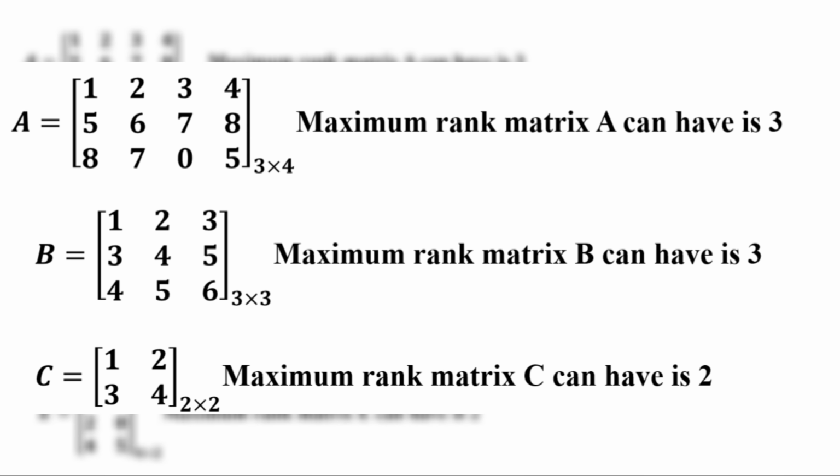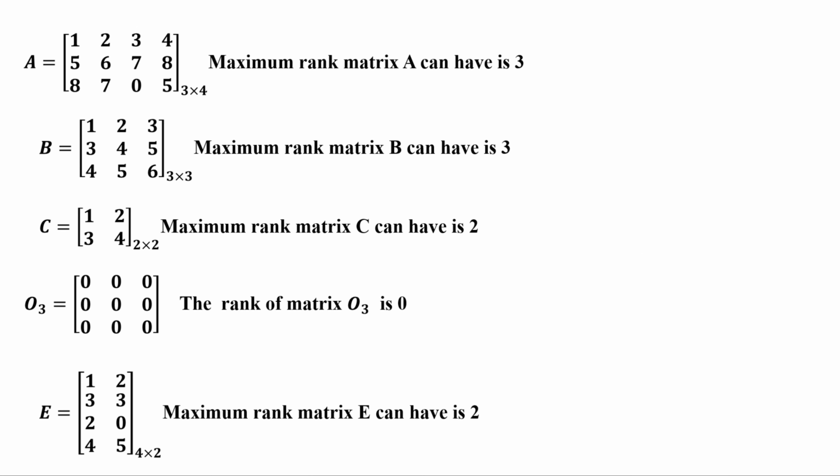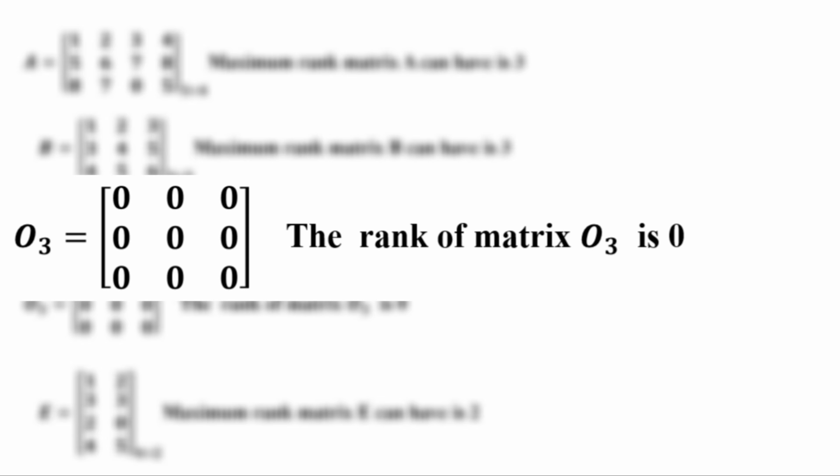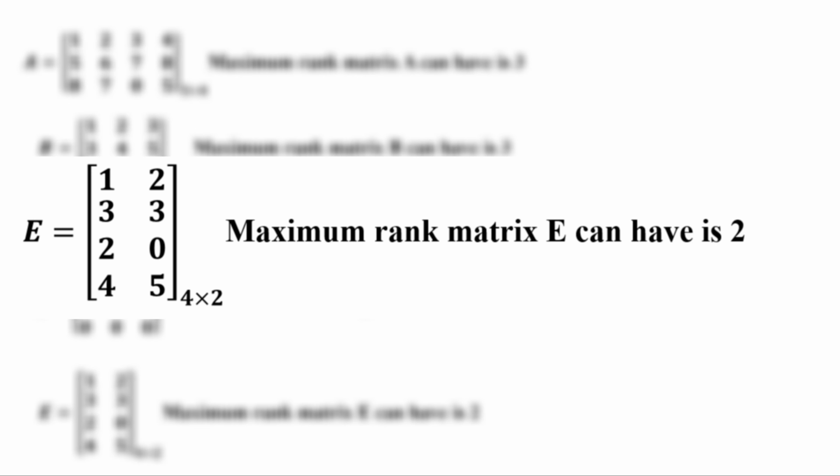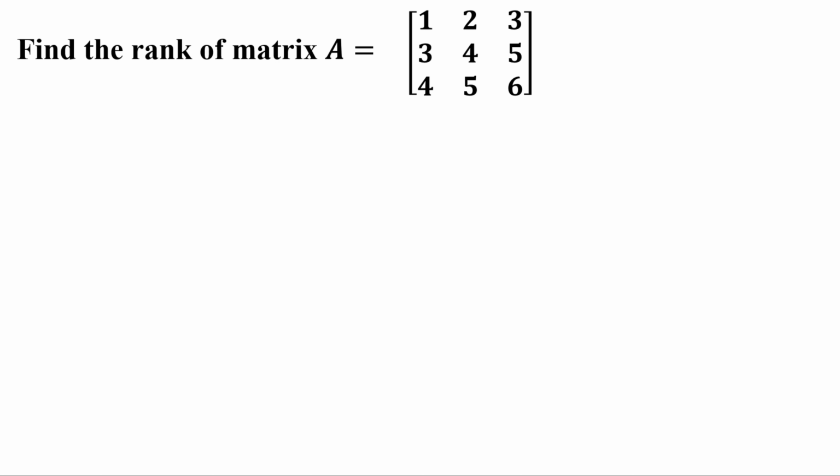All three matrices A, B, C are non-zero matrices. So minimum rank they can have is 1. Matrix O is a 0 matrix. So rank of matrix O will be 0. Matrix E is again a rectangular matrix with 4 rows and 2 columns. So maximum rank matrix E can have is 2. To understand it better, let's work out an example to find the rank of a matrix.